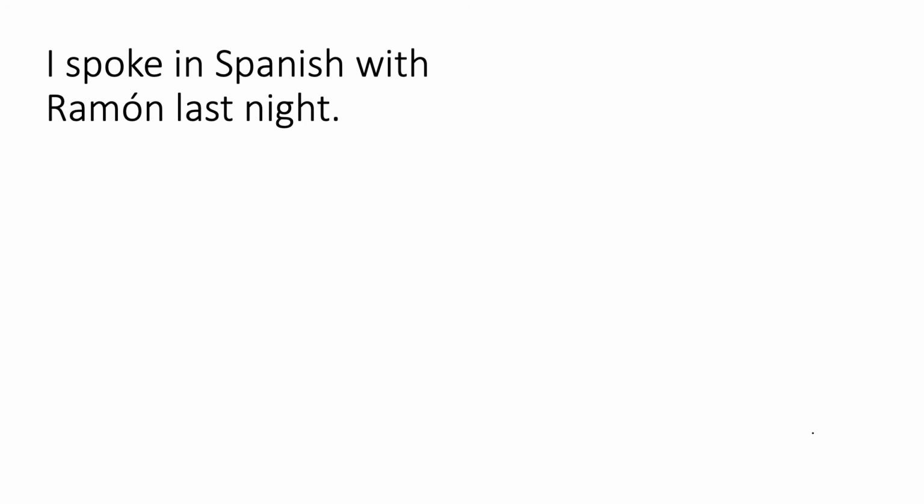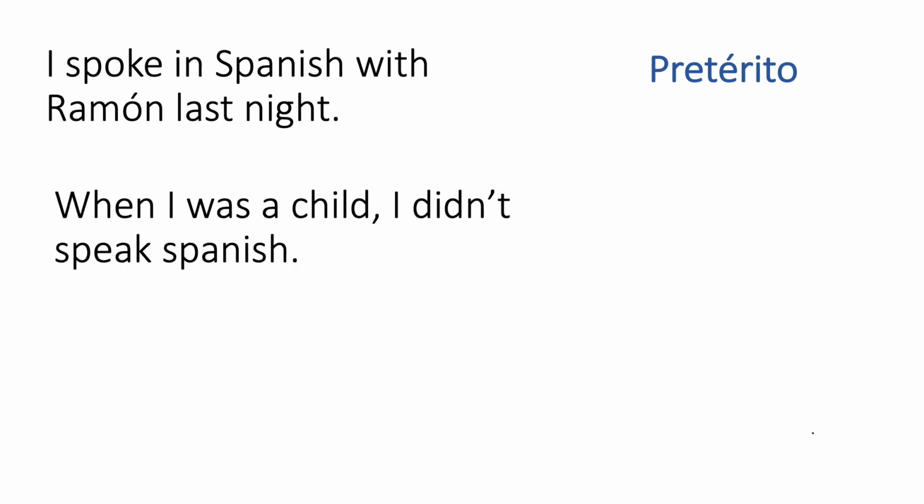Okay, I spoke in Spanish with Ramon last night. Perfect, specific conversation? Yeah. Preterite. So, in contrast to that, we might have something like, when I was a child, I didn't speak Spanish. Not speaking Spanish is a continual action, right? That was something that he continually did as a child. So, that's going to be a continuous action, and it's going to be expressed in the imperfect tense.